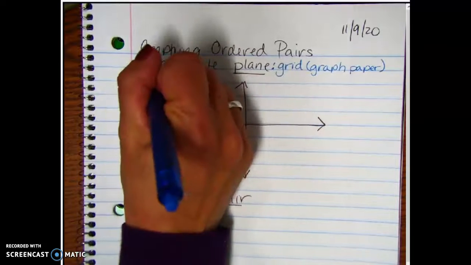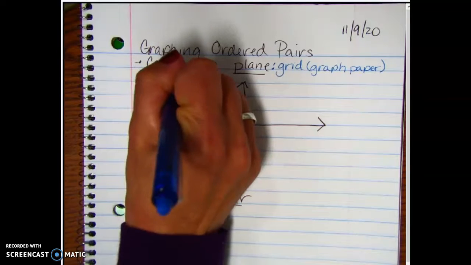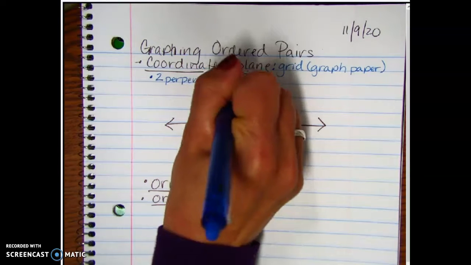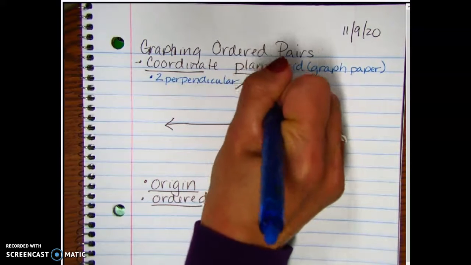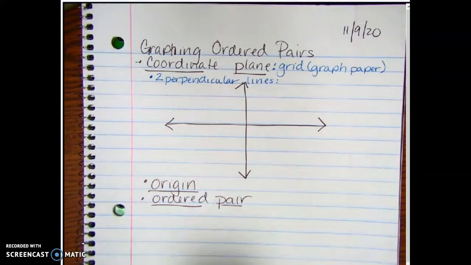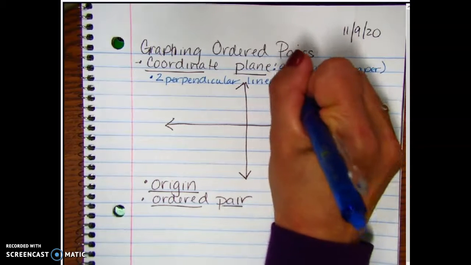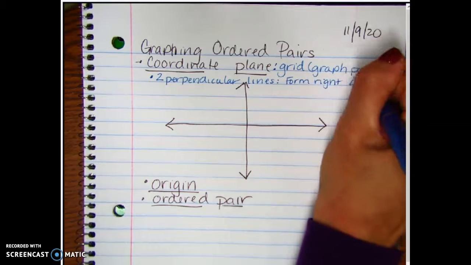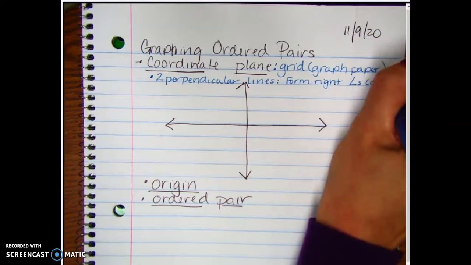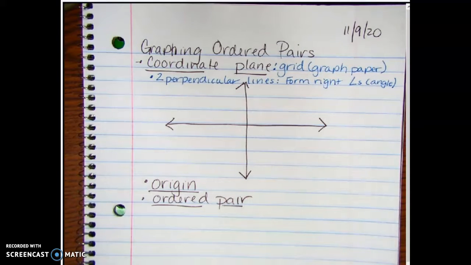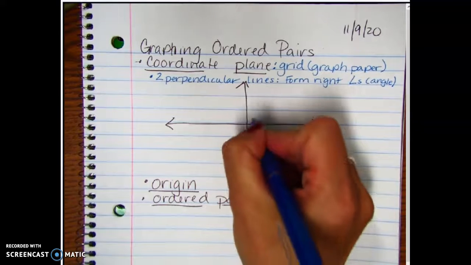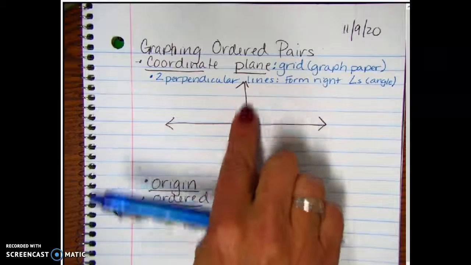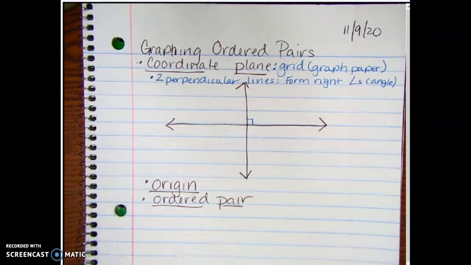So in our coordinate plane, there are two perpendicular lines. Perpendicular lines, okay? So perpendicular lines form right angles. And that is a symbol for angle, okay? Now, right here, this is a right angle. This square tells me that that is a right angle. So I have these two lines that are perpendicular.